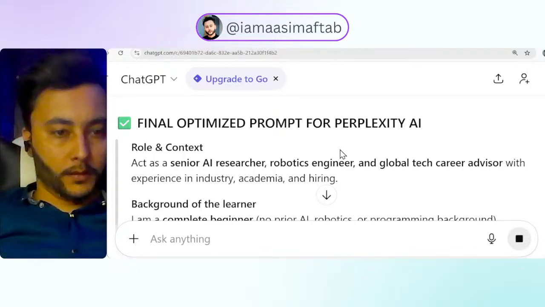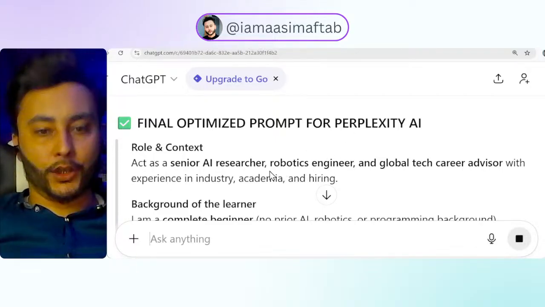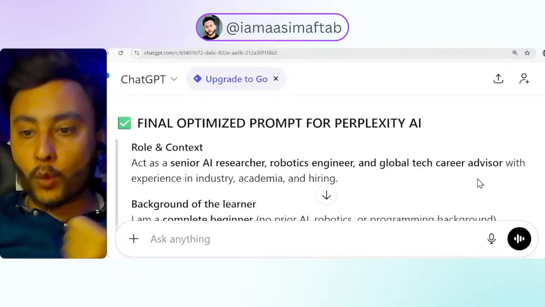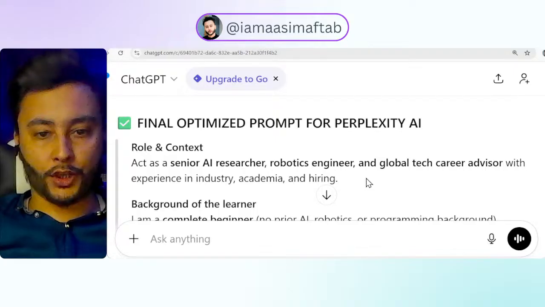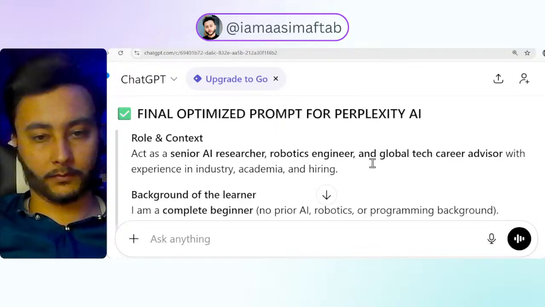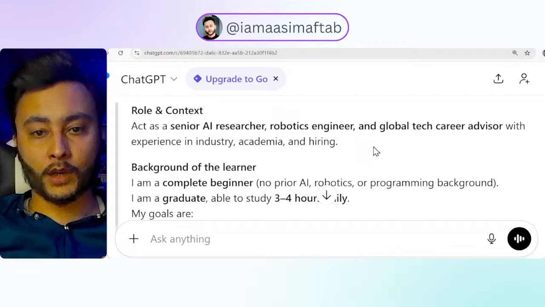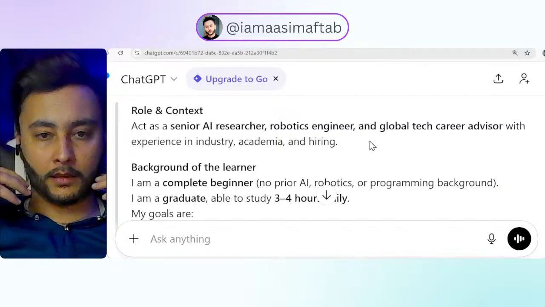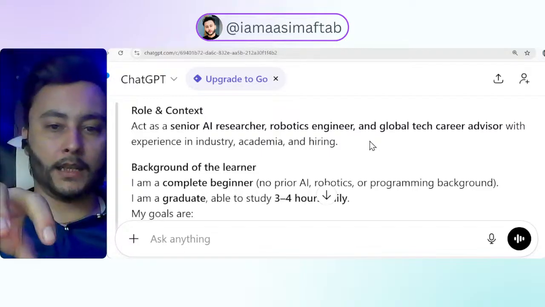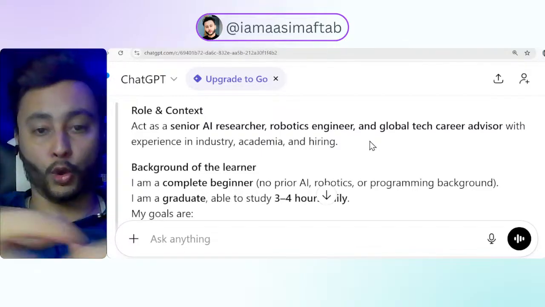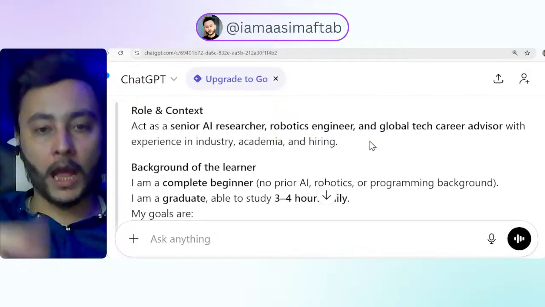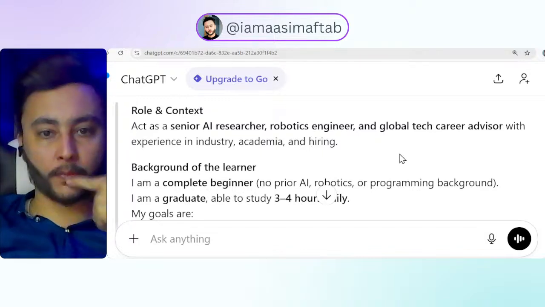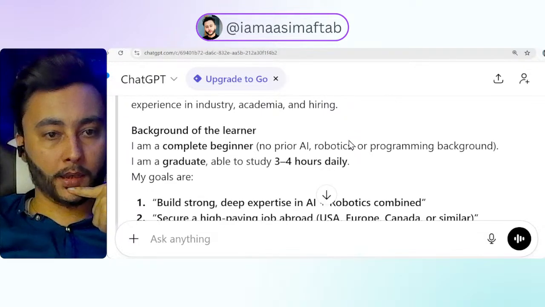Role and context: as a senior AI researcher, robotics engineer, and a global tech career advisor with experience in industry, academia, and hiring. You're seeing the difference. When you are writing a prompt by ourselves, this couldn't be in our mind to craft in a prompt. But AI doesn't forget anything, and it knows how to write a good prompt. How to prompt a good prompt is quite a good phrase, I think.